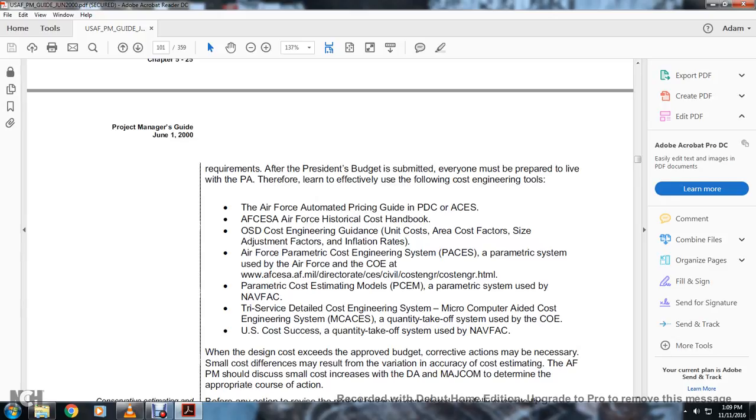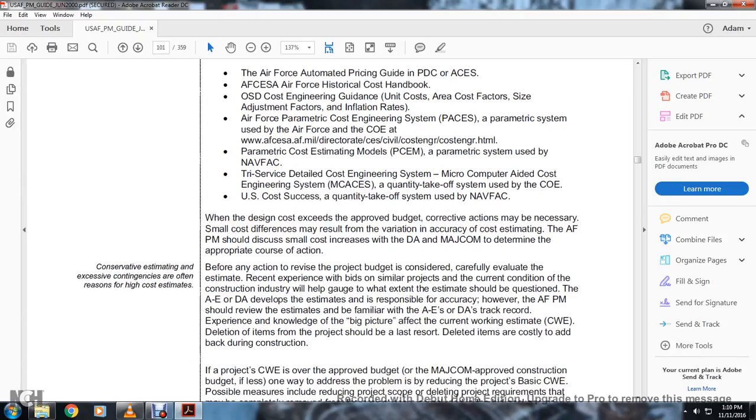AFCESA, AF.mil directed CE Civil Cost Energy HTML. Parametric cost estimates are made with the parametric system used in the Navy tri-service, detailed with the Cost Engineering Microcomputer Aided Cost Engineering System, quantity takeoff of the system that used the unit cost and system quantity of this office, a system of the Navy.